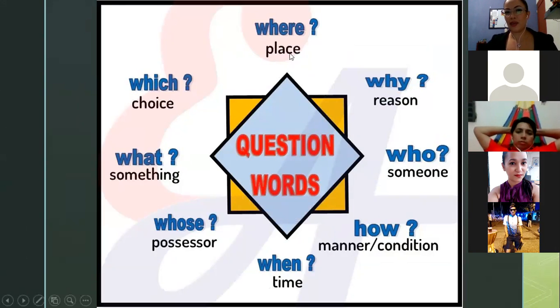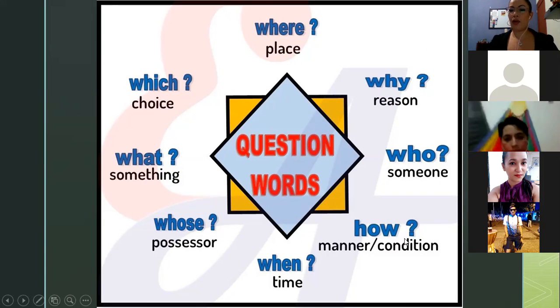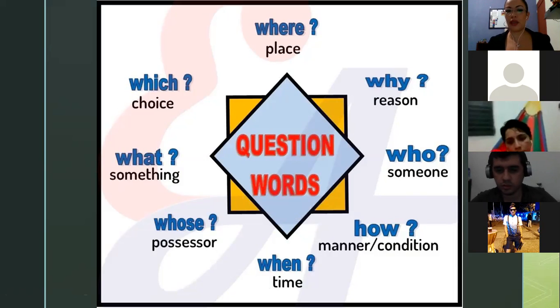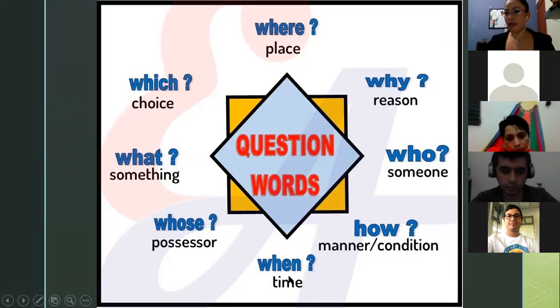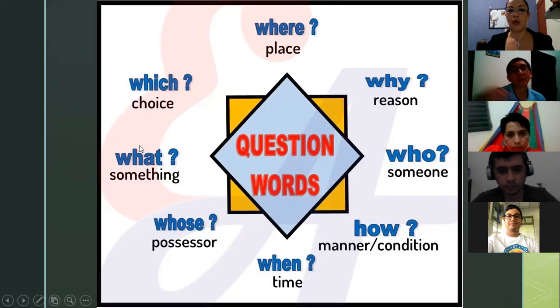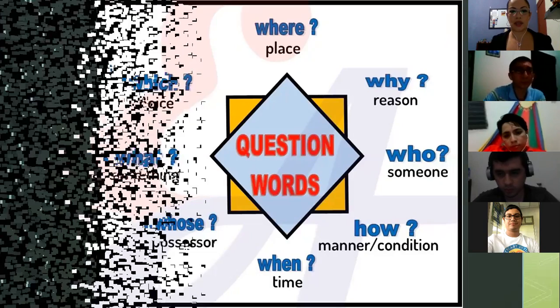So, where is to ask about a place, why, ask about reason, who, ask about person, how, ask about the manner, condition, when, to ask about time. Whose, de quién es, whose is about possession. What is para qué, qué, algo, and which is when we have to make a choice, okay.